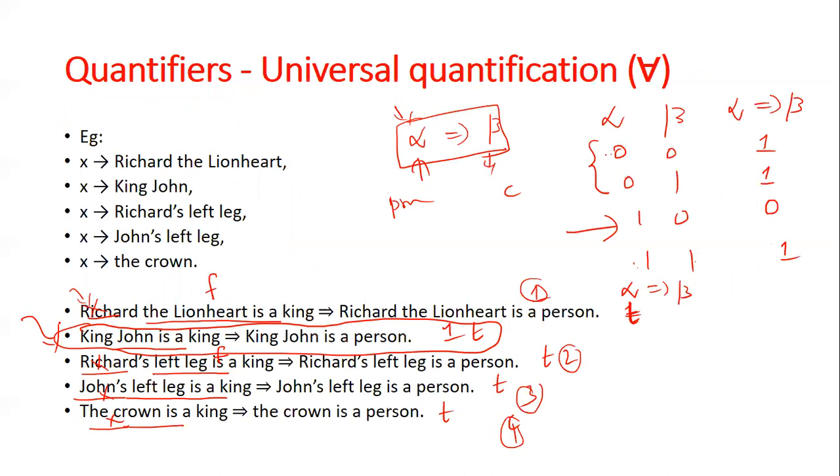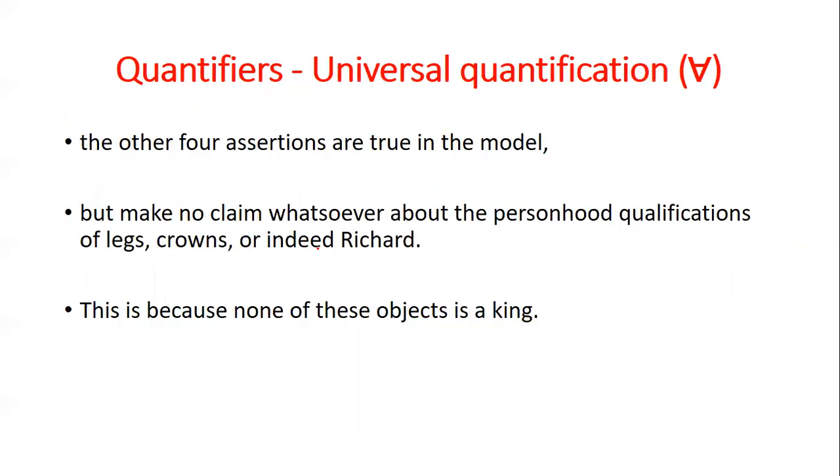But overall, if you see, it is true for everyone, as per the rule of implication. So the other 4 assertions are true in the model. Basically, all assertions are true, but they make no claim about the personhood qualifications of the legs, the Crown, or Richard, because they don't make any claim about the personhood qualifications.